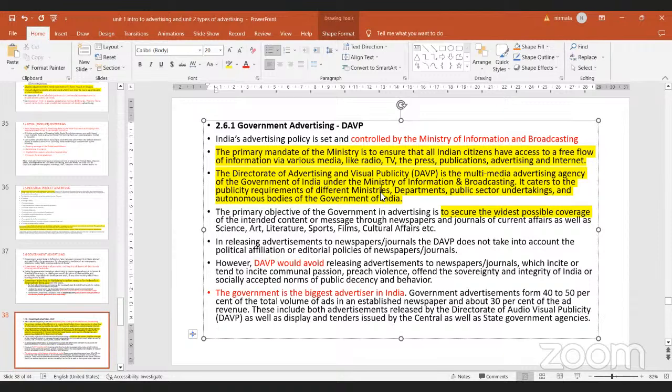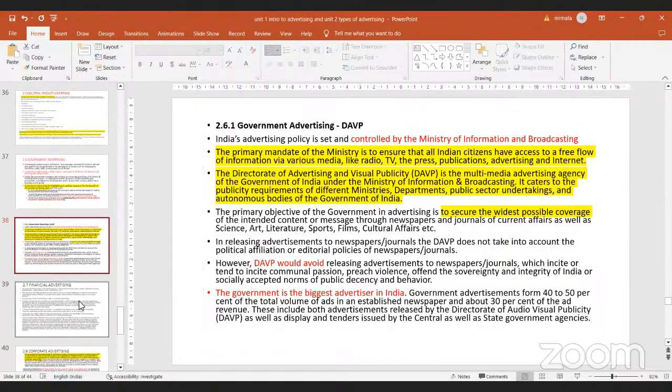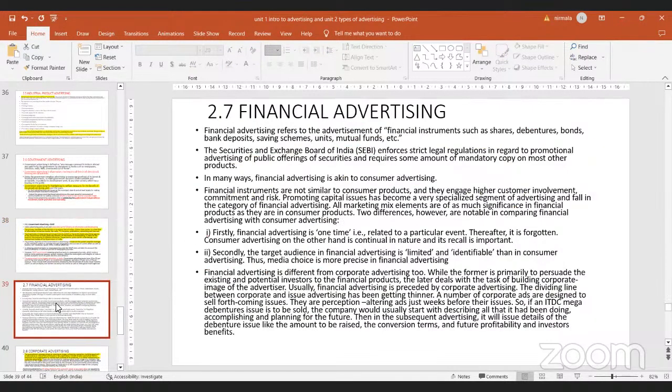All that the DAVP would avoid promoting, whatever may be the network of channels. And here the government is the biggest advertiser in our country. It spends a lot of money to promote its activities and schemes which are launched for the public. And even for the media institutions, it is something which gets a lot of revenue from government advertising.